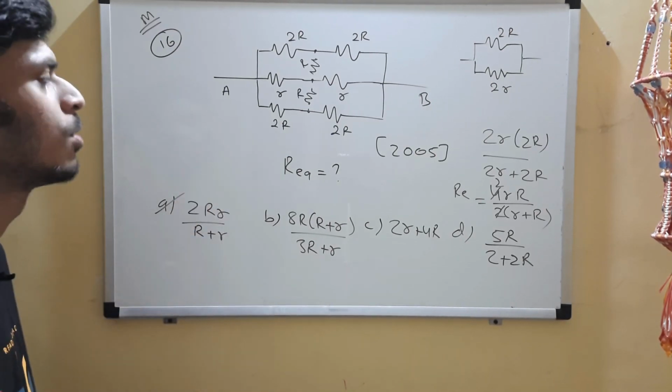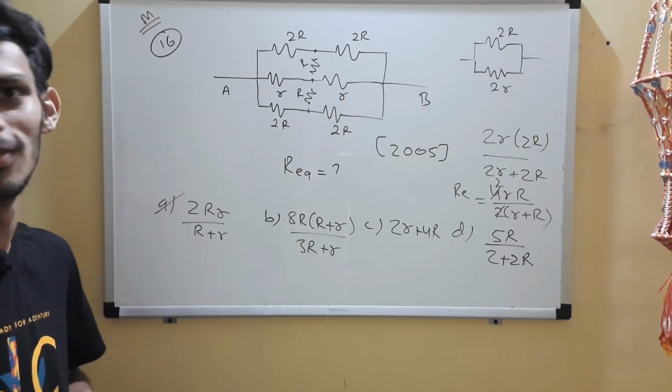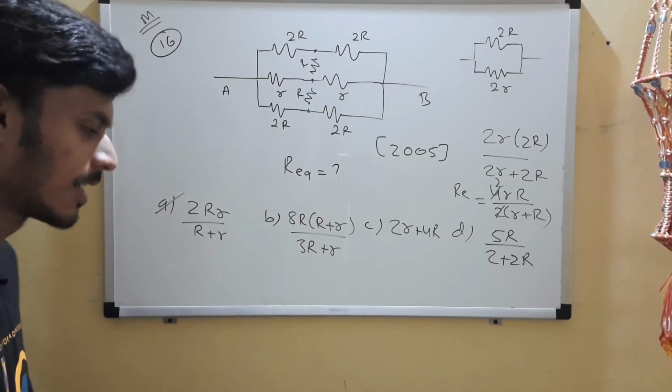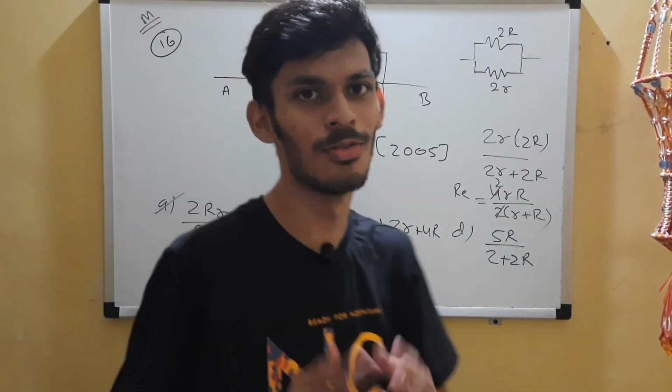You should have just looked out for the balanced Wheatstone network over here. Of course you can do it by the symmetry logics. Anyways, we'll move to your homework question now.